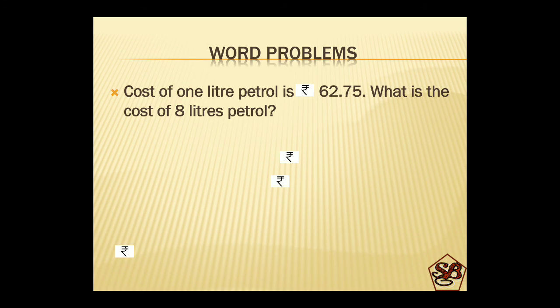Word problems are very similar to whole number ones. The keywords are total, altogether, or the price of more, moving from one to many. Let's take this problem. Cost of 1 liter petrol is rupees 62 and 75 paise. What is the cost of 8 liters of petrol?